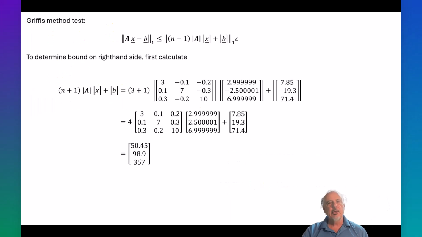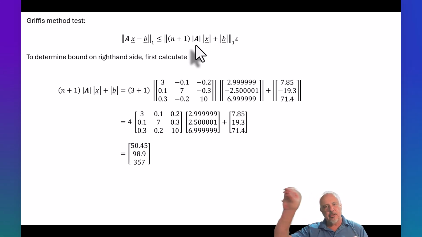So now let's go see about what the floating point bound might be for this. I'm going to do the Griffiths test. What I'm interested in, since I just calculated this, is what is the right-hand side for the Griffiths method? Remember from the theory, I'm using the scalar n. In this case, it's 3, so 3 plus 1 is 4. So I'm going to have that. And then I'm going to look at the absolute value of that A matrix.